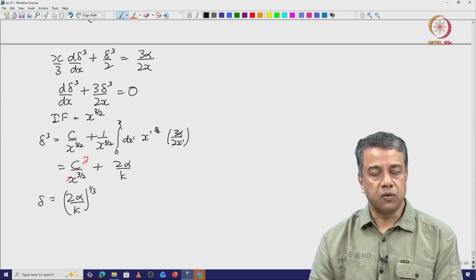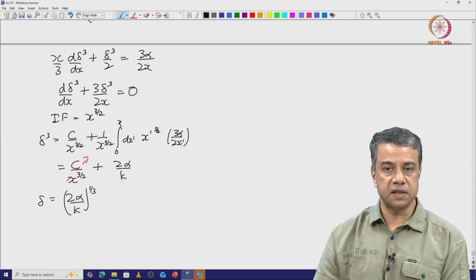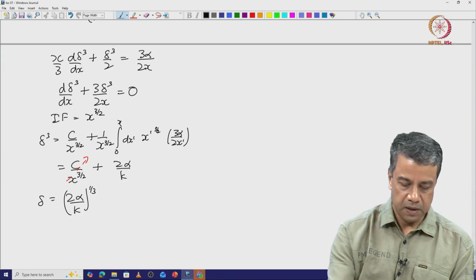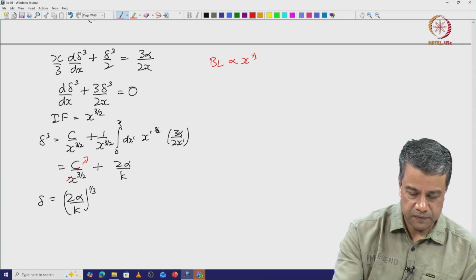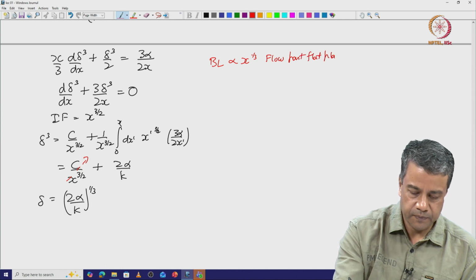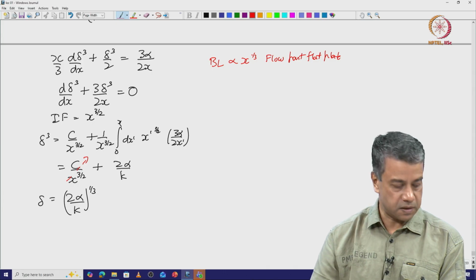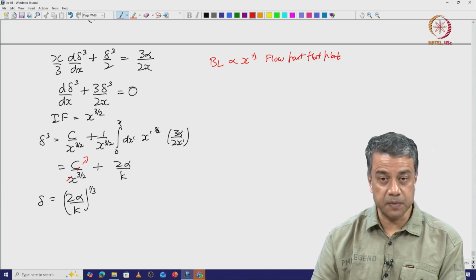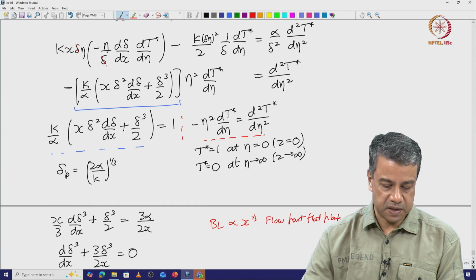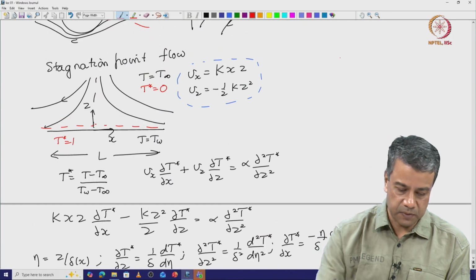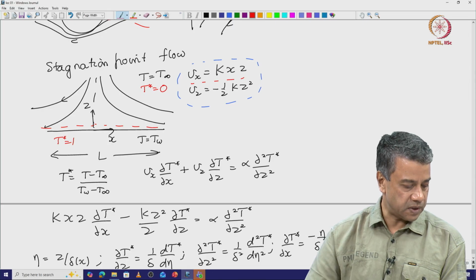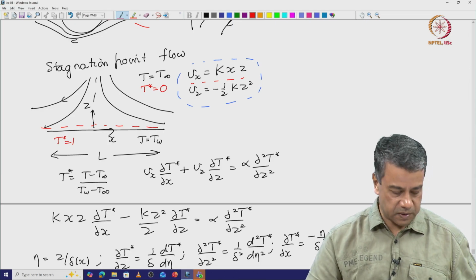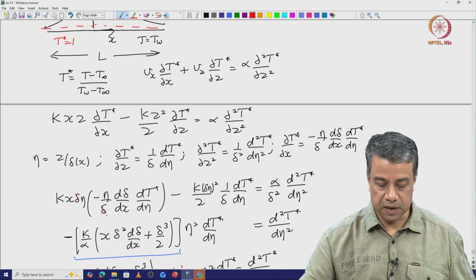Note that for the flow past a flat plate, the boundary layer thickness increased as x power 1/3. In this case, the boundary layer thickness is a constant. It's independent of downstream distance. That is because the strength of convection, the velocity in the streamwise direction, actually increases proportional to x. The strength of streamwise convection increases proportional to x, due to which the boundary layer thickness is a constant.